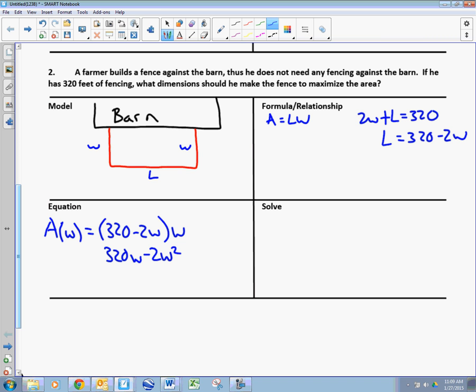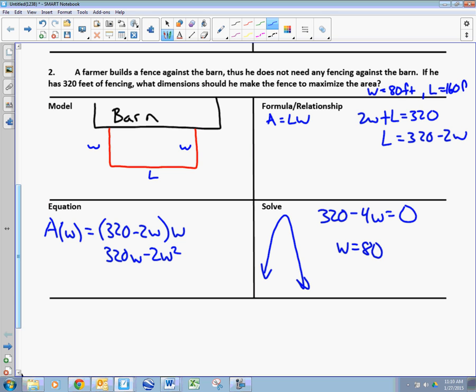You tell me, what shape does this make? Parabola, it's upside down. And furthermore, can you take the derivative? You get 320 minus 4W is equal to 0, because that's where it has a maximum, where the derivative is equal to 0. You get W is 80. So we have W is 80 feet. And as Katie said, the length will be 160 feet. And that's our relationship.